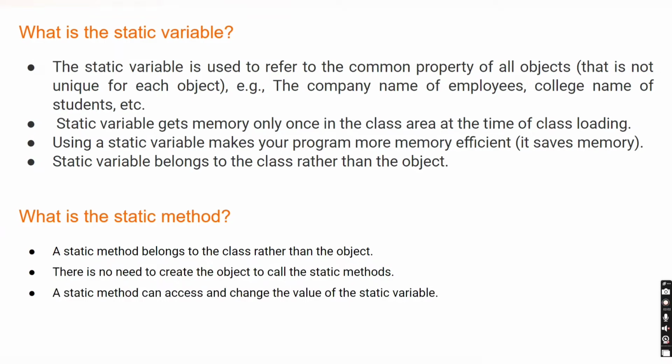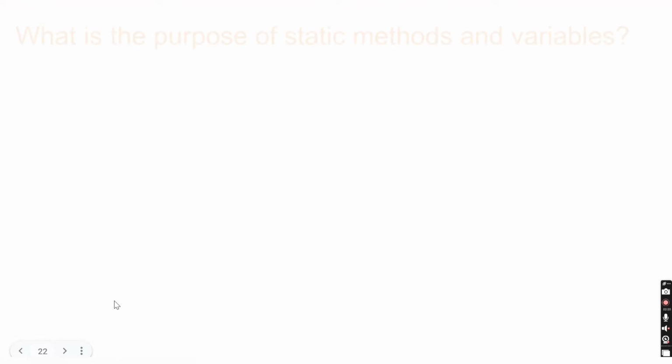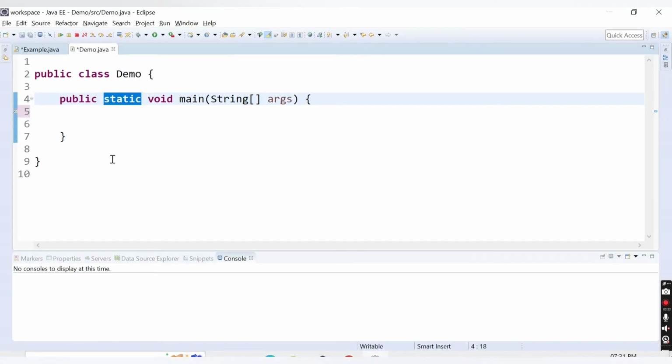A static method can access and change the values of a static variable. So whenever you have static variables and you need to do some modifications to a static variable, they can be accessed by the static method. So let's understand the practical implementation of the static method.